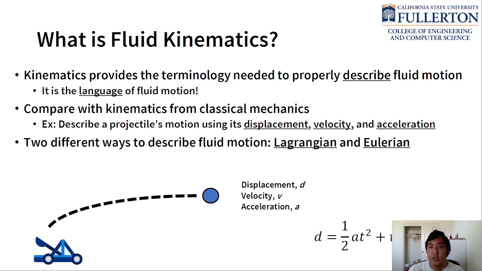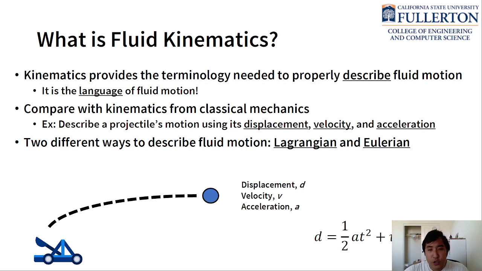It's the terms, the concepts that we need to just talk about how motion is. And I think a concept you're probably familiar with is kinematics from classical mechanics. The most classical example of this is describing projectile motion. If you have a catapult that launches a boulder at an enemy nation, you can describe the motion of that boulder using its displacement, its velocity, and its acceleration, just to name a few, and we have equations that relate all of these quantities.